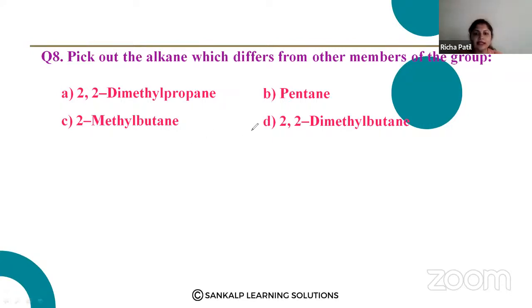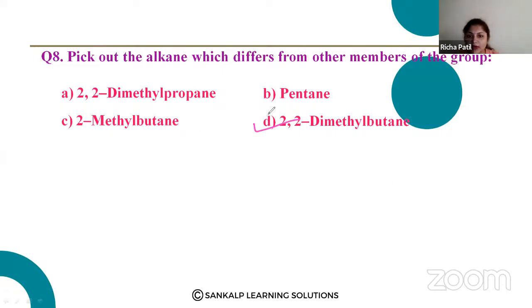So the reason here is it has 6 carbon atoms, while the others have only 5 carbon atoms in their molecules. So when you see, it differs from the others. This is having 5 carbon atoms. If you write the structures, this will have 6 carbon atoms, while the other alkanes have 5 carbon atoms. So this is the reason.